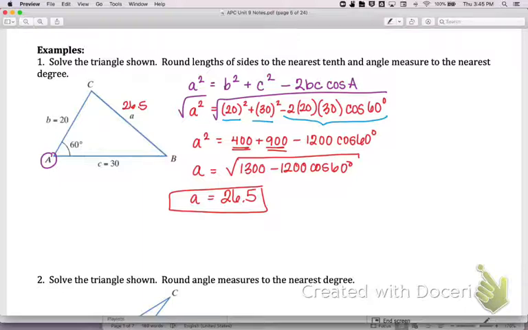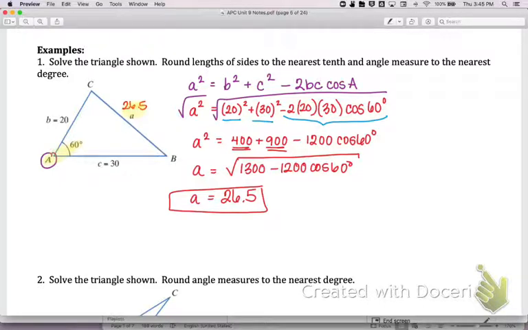Now look at what we have. Now I have a complete ratio. I know side A and I know angle A, so I can use that to find the rest. Because we found this, we are not going to have an ambiguous case.